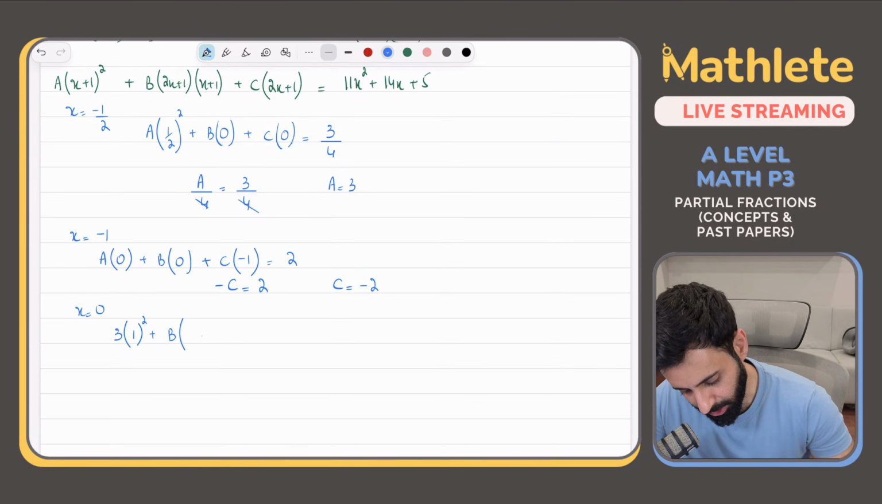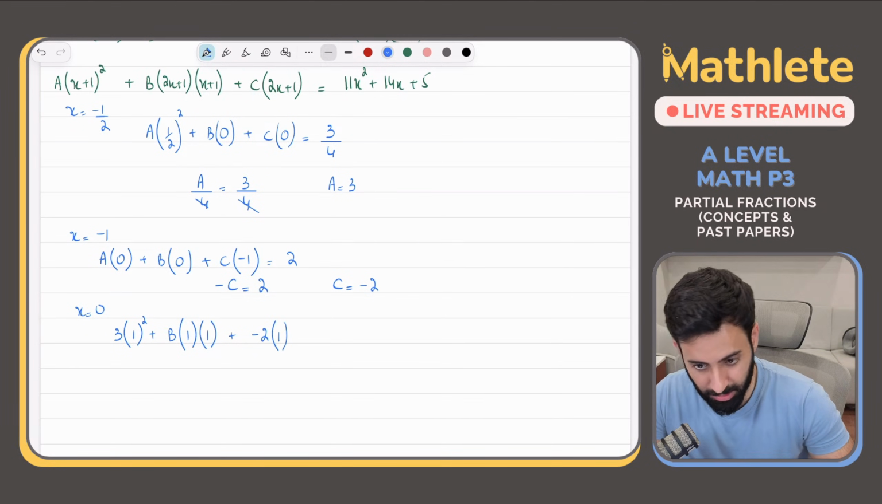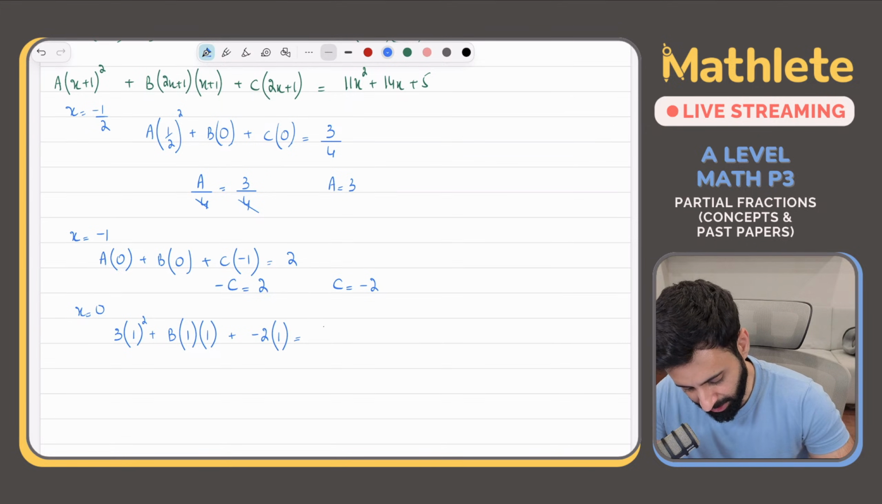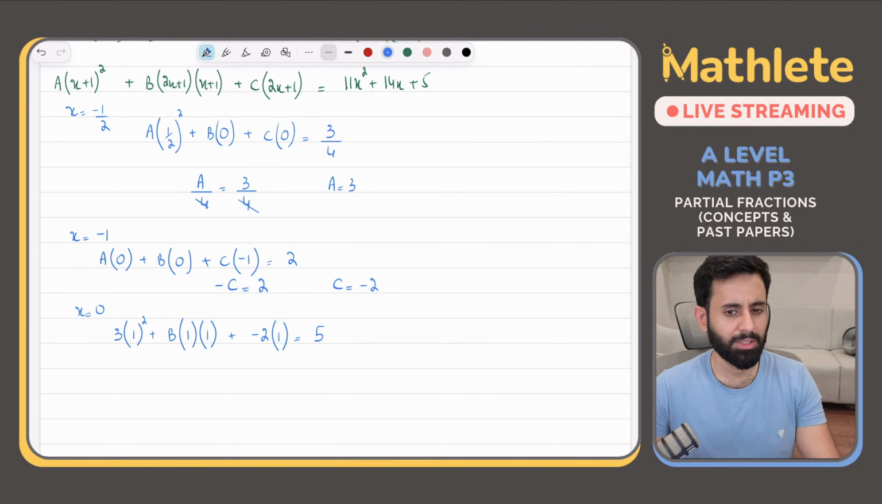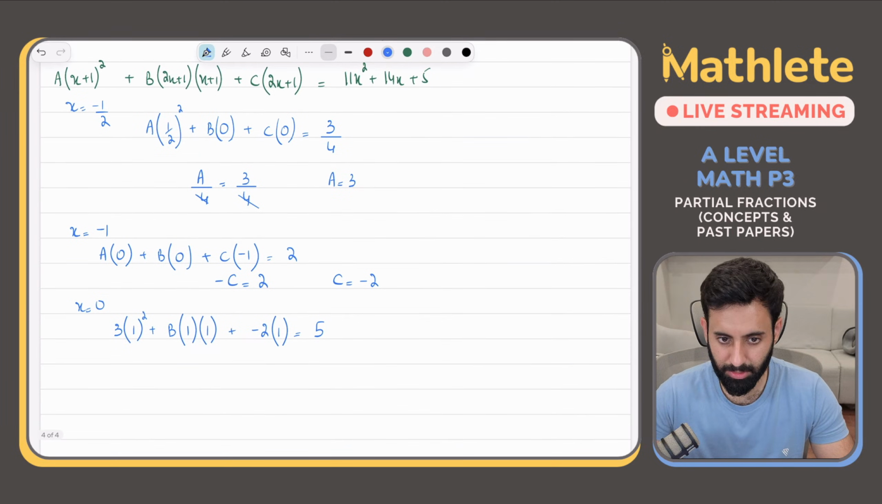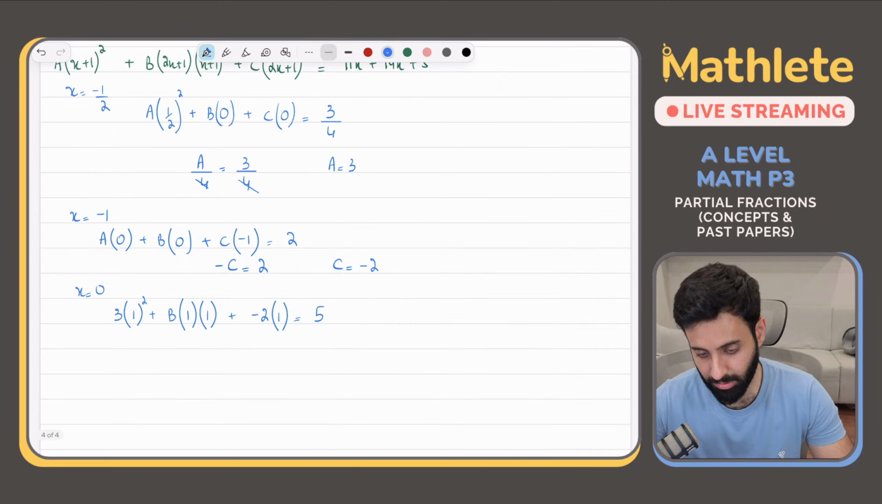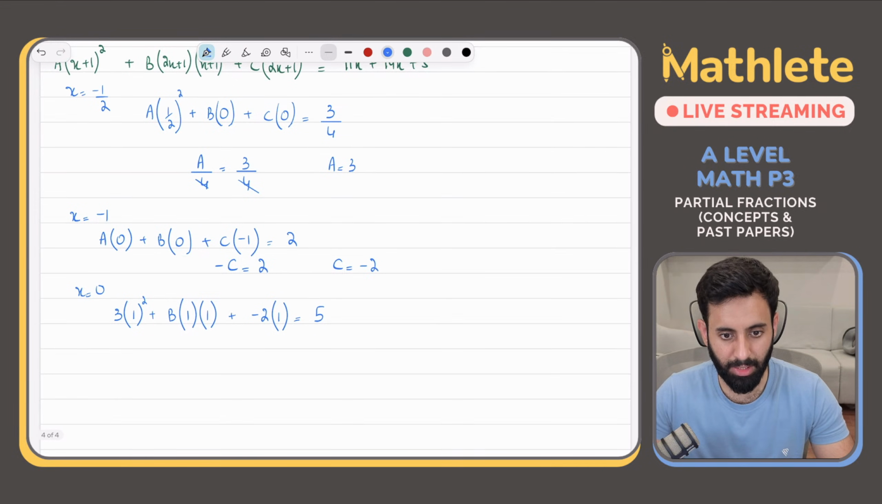So if x is 0, 2 into 0 is 0, 0 plus 1 is 1, and once again 1. Plus C, what's the value of C? We found the value of C to be minus 2. 2 into 0 is 0, 0 plus 1 is 1. And let's see what happens on the right-hand side. 5. Why is 0 a preferable value? 0 is a preferable value because it requires less work. It's not a must, but it requires less work.